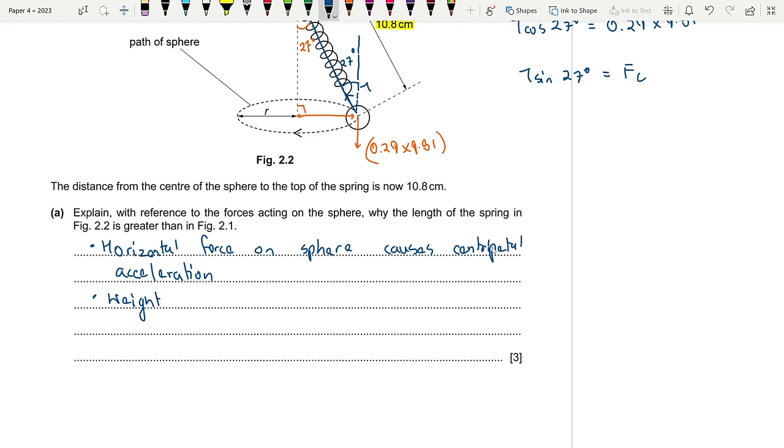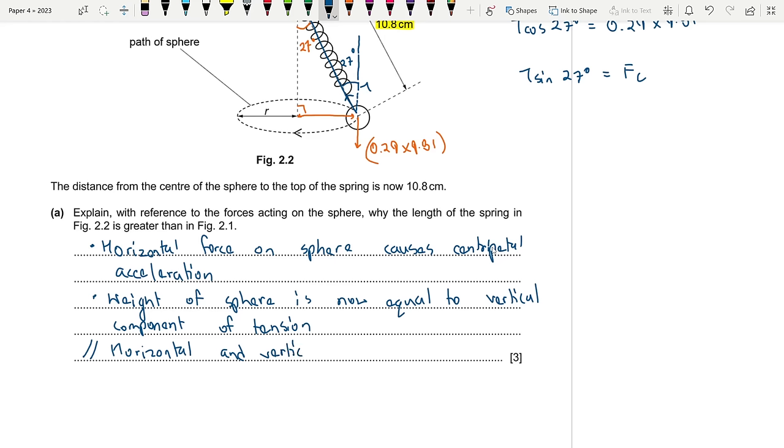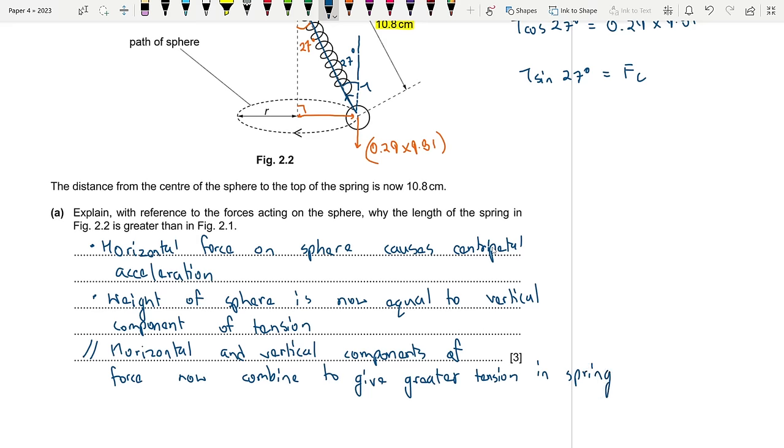Now you can say that weight of sphere is now equal to vertical component of tension. Or there was an alternate answer to point two, the one I said, horizontal and vertical components of force now combine to give greater tension in spring. Fine, that is the point I was talking about, okay?